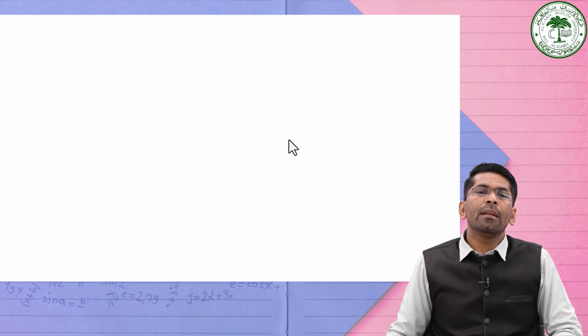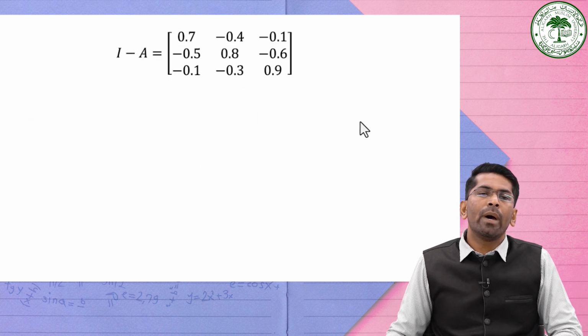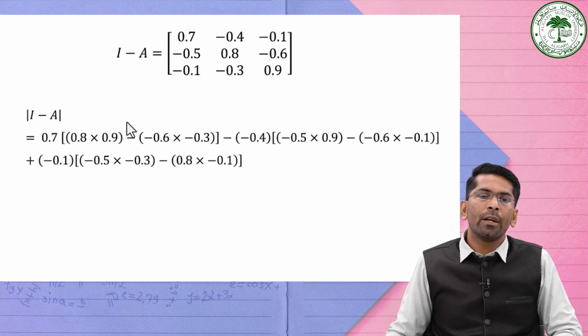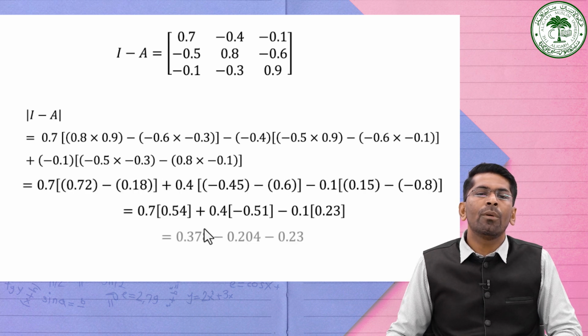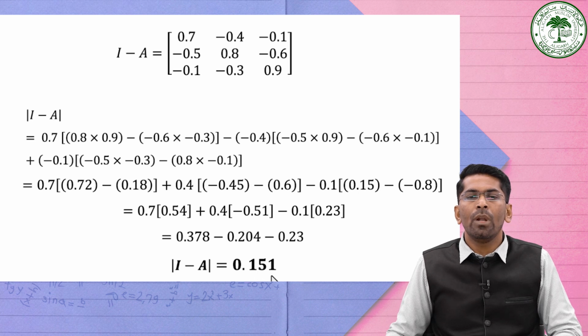After finding the identity matrix minus the coefficient matrix, we want to find the determinant value. We already know how to find the determinant value, so I am not going to discuss it again here. If you solve this equation, you will get the determinant value equal to 0.151. All the steps are given here, and ultimately the determinant value comes out as 0.151.